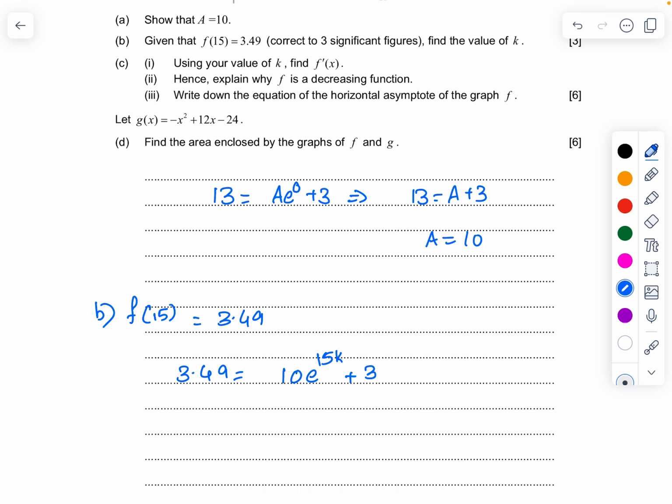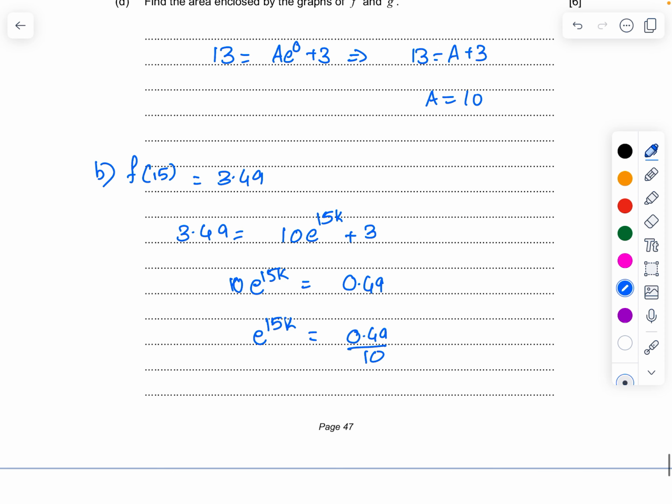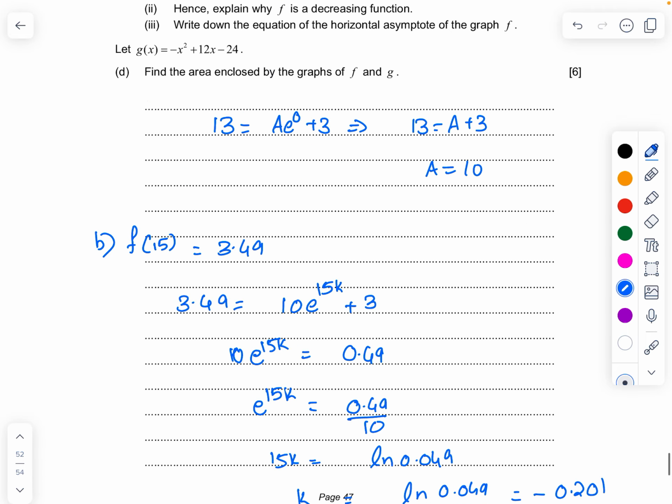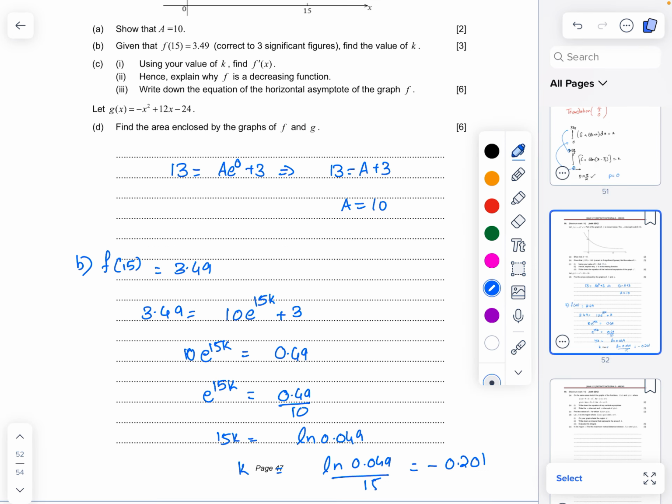If you try to solve it from here, then 10 e to the power of 15k equals 0.49. Then e to the power 15k equals 0.49 upon 10. And so 15k equals ln of 0.049 and k equals ln of 0.049 divided by 15, which is negative 0.201 in three significant figures. Now part C. Using your value of k, find f prime x, hence explain why f is a decreasing function. Write down the equation of the horizontal asymptote.